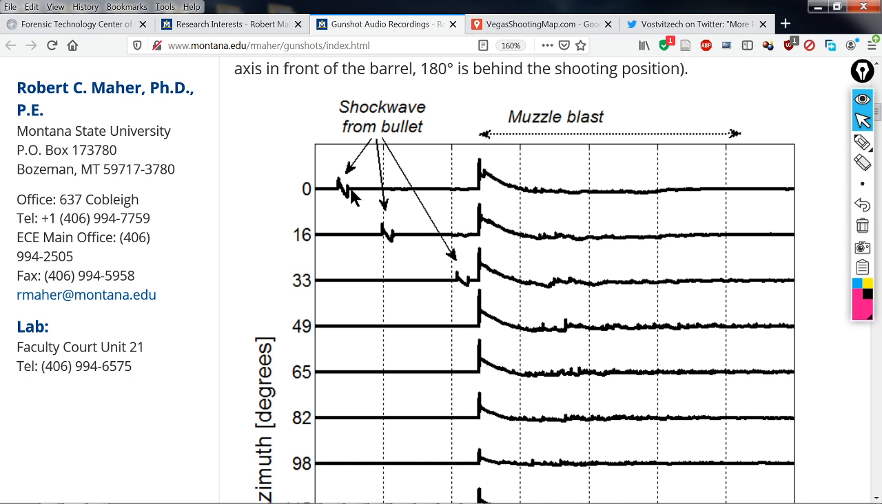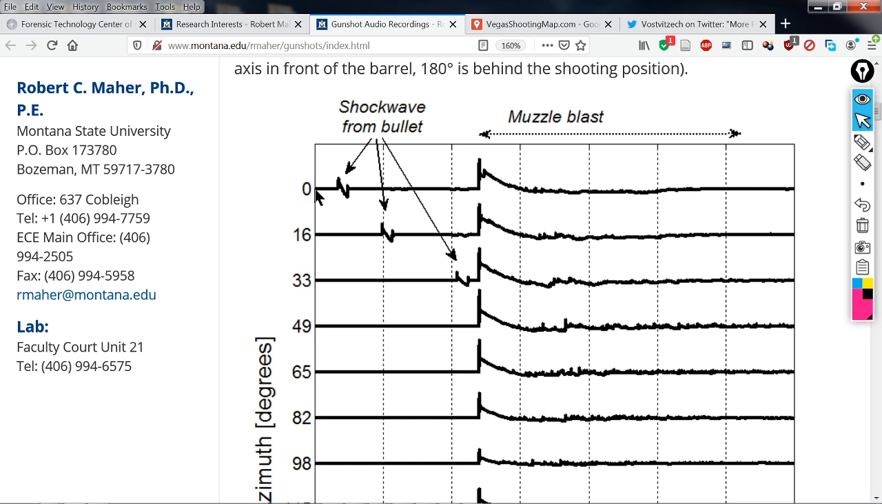The further away you are, the muzzle blast dies down. It becomes smaller and smaller. But if you stay on path with the bullet, then the supersonic shock wave stays the same amplitude. So relatively speaking, it increases in size relative to the muzzle blast, provided you're at 0 degrees downstream. Okay, but anyway, let's look at what he shows.